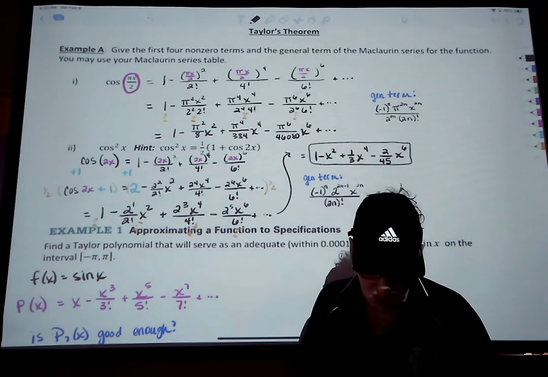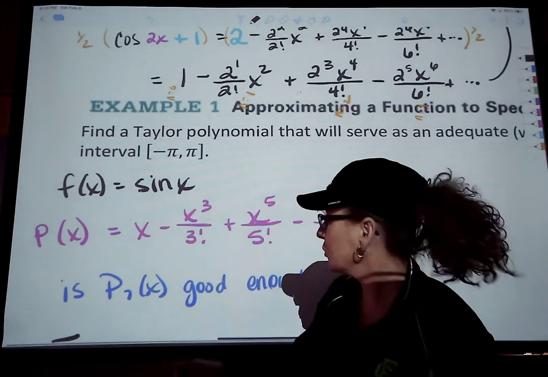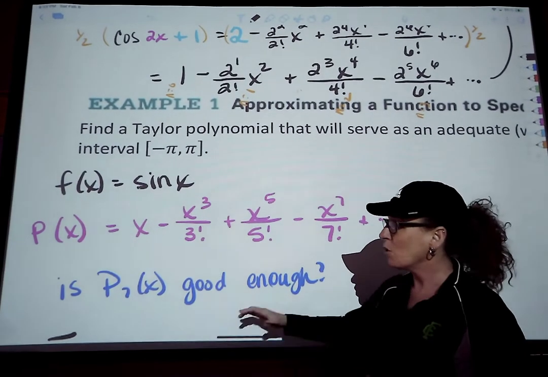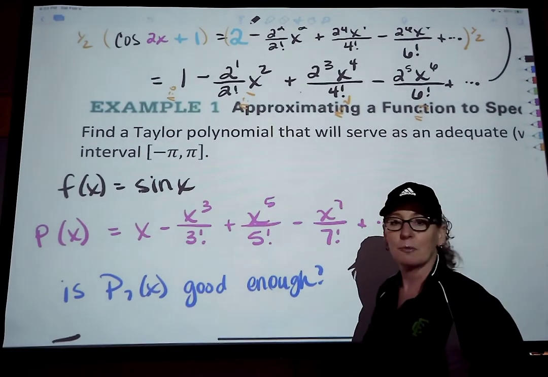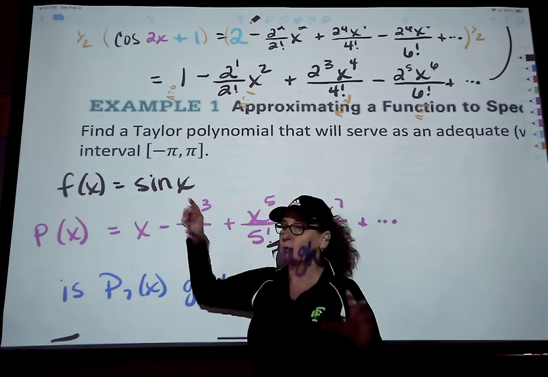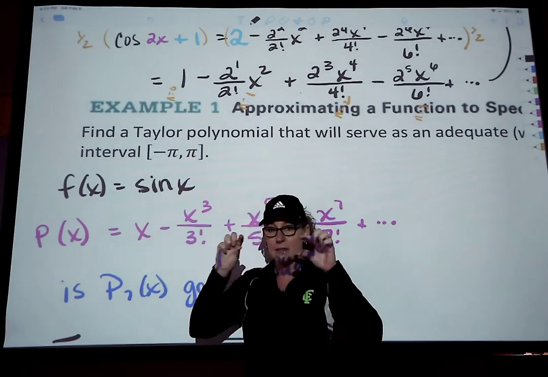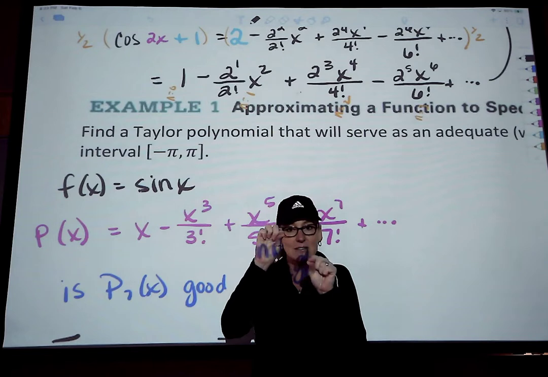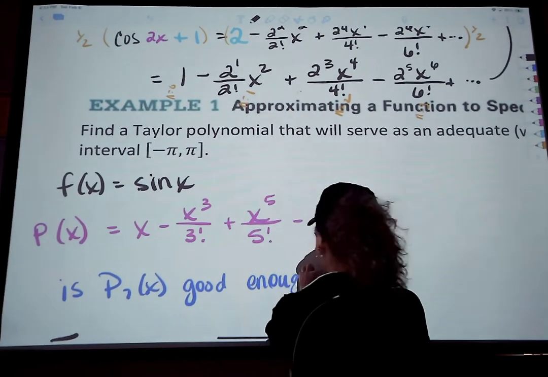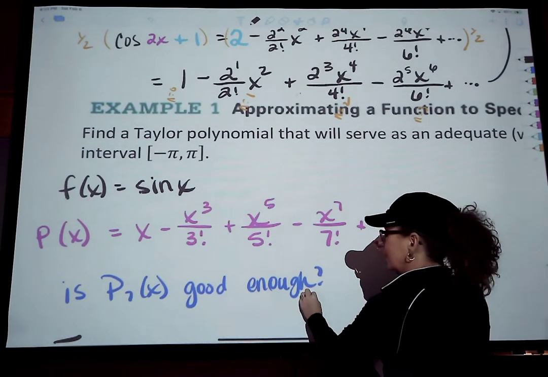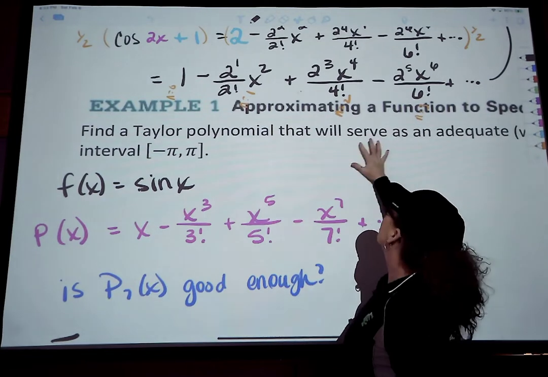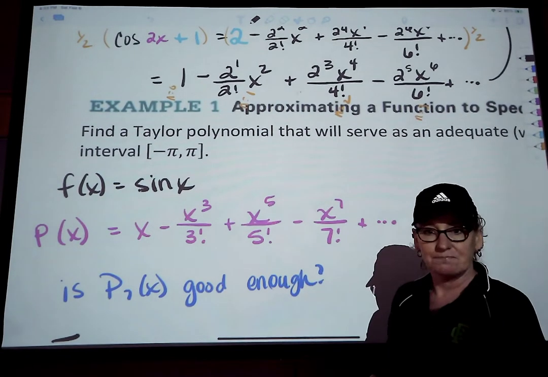Okay? All right, so I've written out a few of my terms of my Taylor polynomial for sine x, and I'm wondering, is a 7th order polynomial good enough? Have I gone out far enough to where the pink function mimics my sine curve within 0.0001.